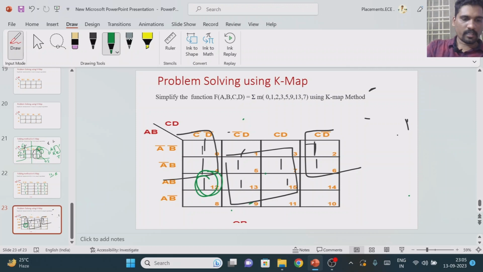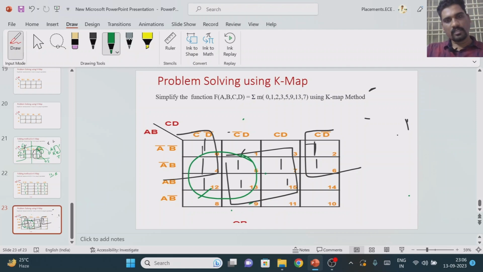This one, right? Again try to check, is there any 16 ones for this one? No. Any 8 ones for this one? No. Any 4 ones? Yes, we have the 4 one, guys. This one is adjacent, adjoint, adjacent. See, overlapping is allowed as many times; the already grouped cells we can use, right?